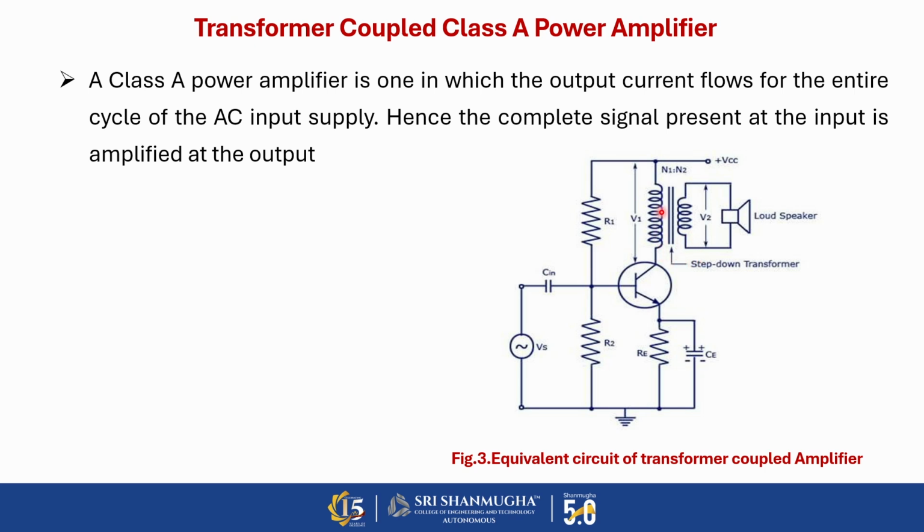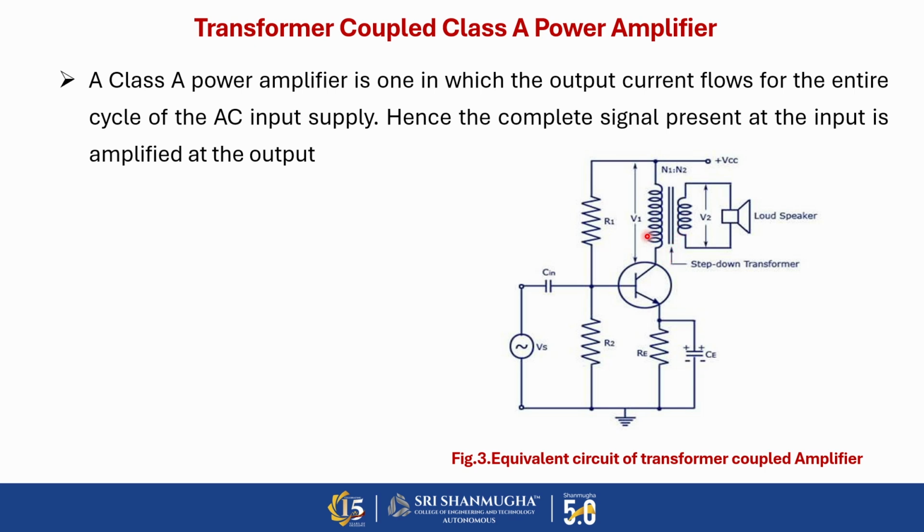The number of turns in the primary is denoted as N1 and the number of turns in the secondary is denoted as N2. Let V1 and V2 denote the primary and secondary voltage, and similarly I1 and I2 are the primary and secondary currents in the transformer circuit. Next, the circuit operation: if the peak value of the collector current is present when the signal is equal to 0 at the collector current, then the maximum AC power is obtained.